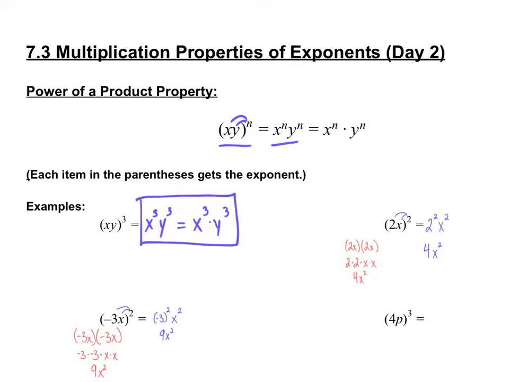So on this fourth one, we have 4p cubed. So the 4 is going to get cubed and the p. So 4 cubed, p cubed. The reason being, if I expand it out, it's 4p times 4p times 4p. So 4 times 4 times 4 times p times p times p. So you can see we get our 4 cubed and p cubed. Now what is 4 cubed? Well, that is 64, and we still have p cubed.